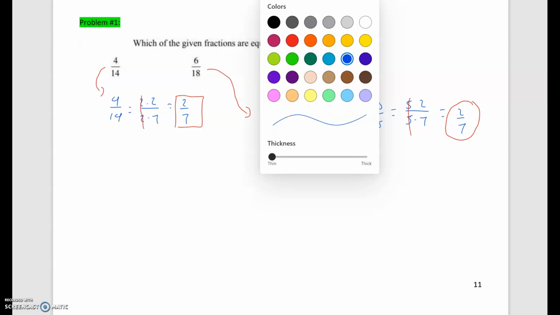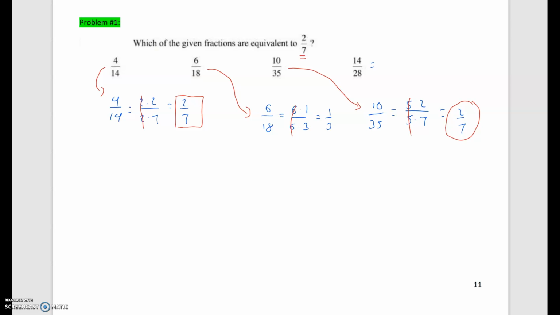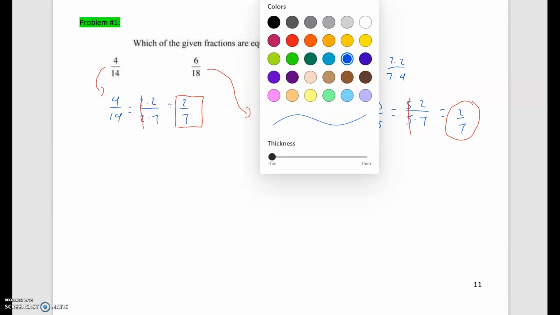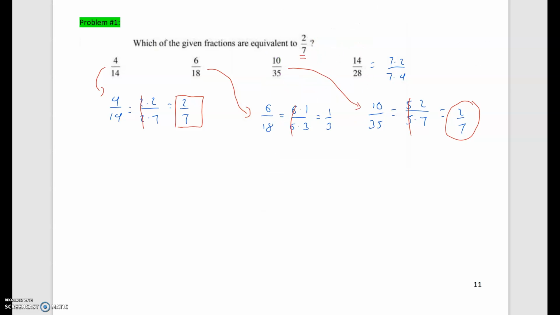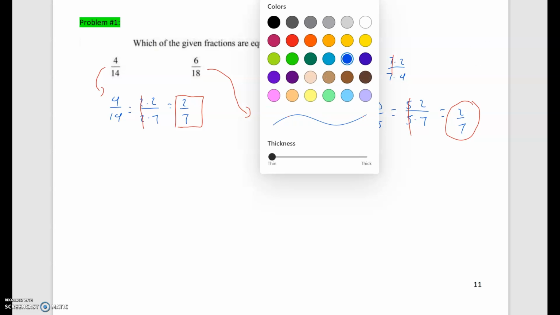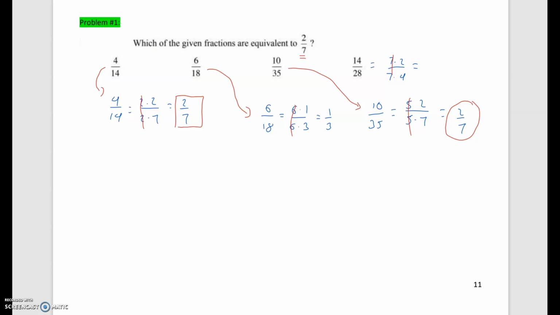And then let me just reduce the last one, 14/28, which happens to be 7 times 2 over 7 times 4. This one reduces as well, but it doesn't reduce to what we're looking for. It is 2 times 1 over 2 times 2. It reduces to 1/2, but it's not an answer.